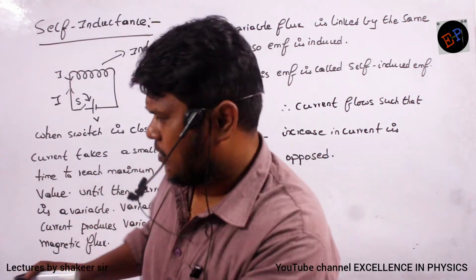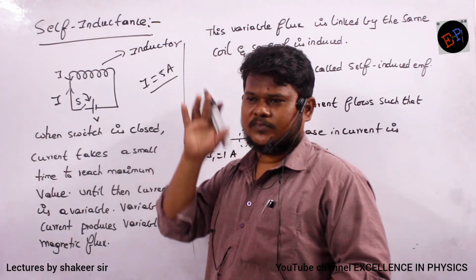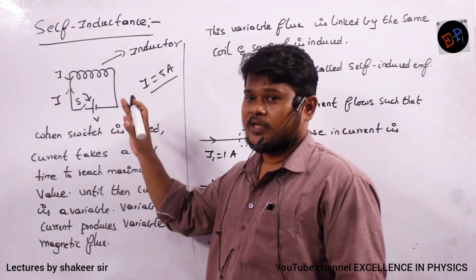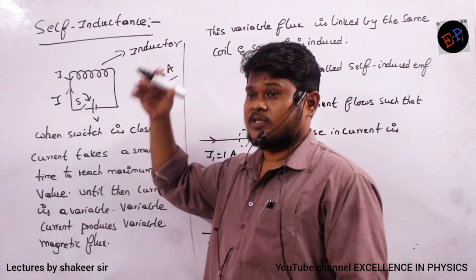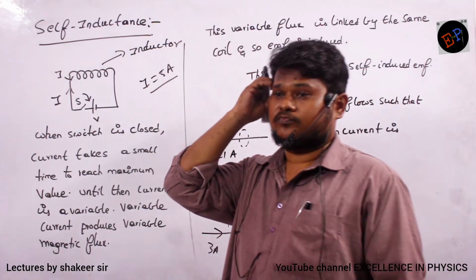Are you able to understand? But definitely it will reach maximum, but it will oppose for some time. Are you able to understand? That is the function of the inductor. So immediately when current tries to increase suddenly, it will oppose the sudden rise of current. Similarly, it will oppose the sudden fall of current also.